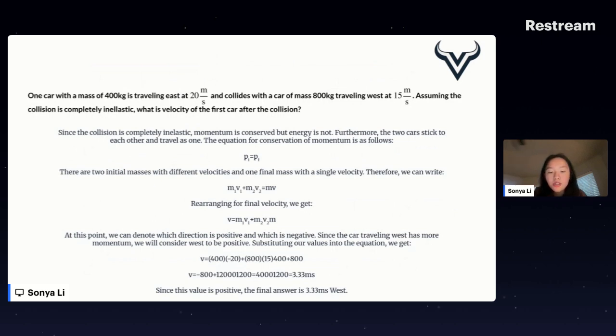At this point, we can denote which direction is positive and which is negative. Since the car traveling west has more momentum, we will consider west to be positive. Substituting our values into the equation, we get v equals (400 times negative 20 plus 800 times 15) divided by (400 plus 800). Since this value is positive, the final answer is 3.33 meters per second west.